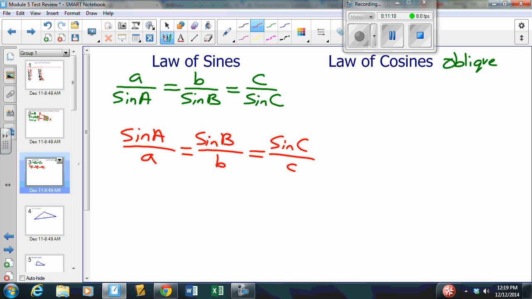Well, if that was your unknown, if I knew B and the angle C, then I would solve that for C. We'll do some examples here in just a little bit. Okay, this is the law of sines.